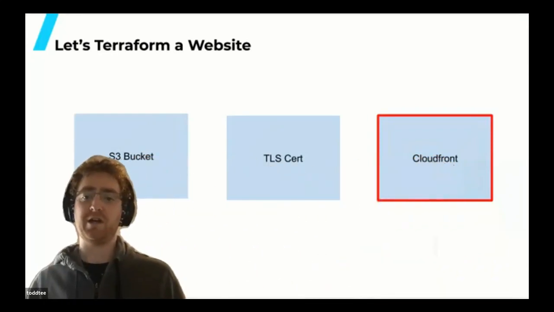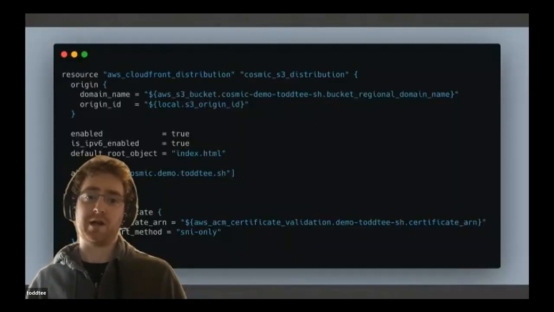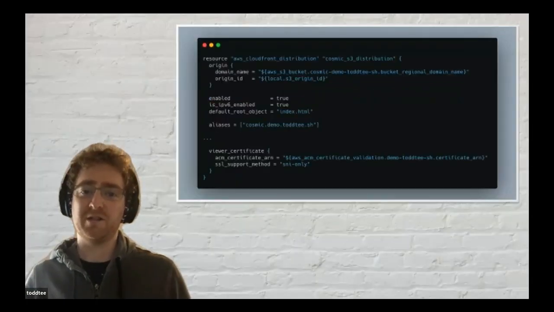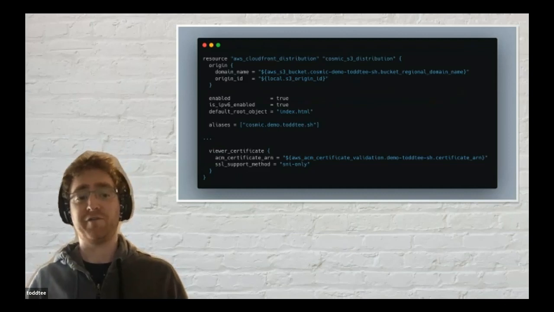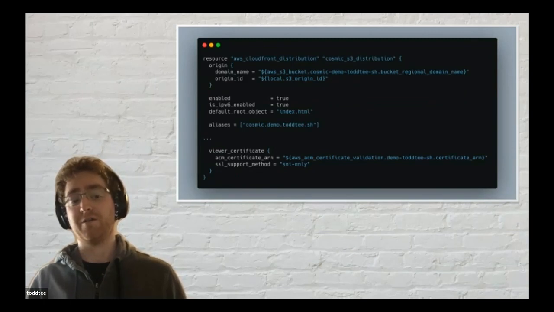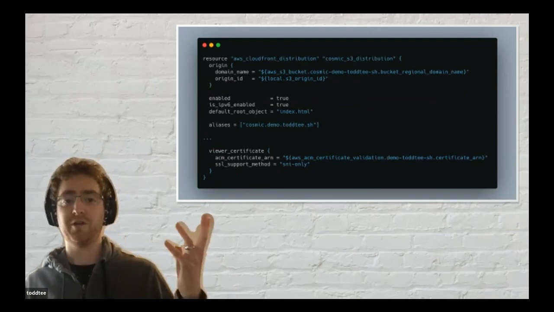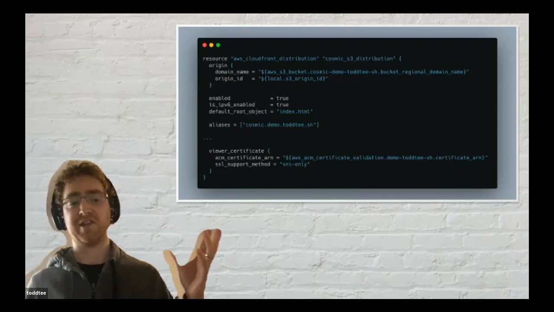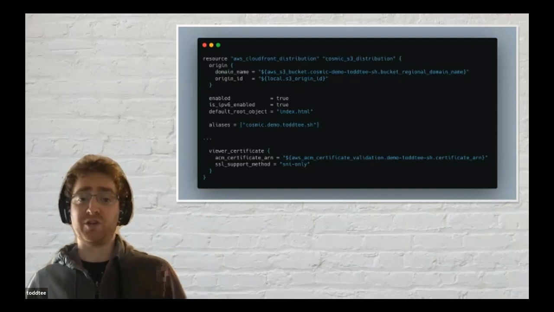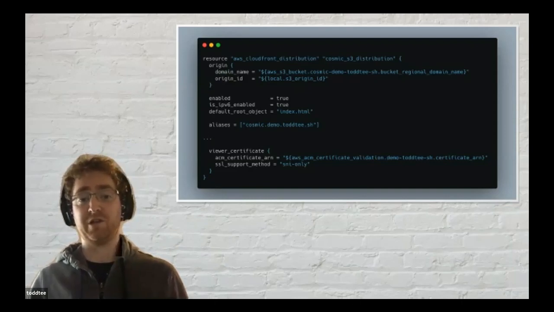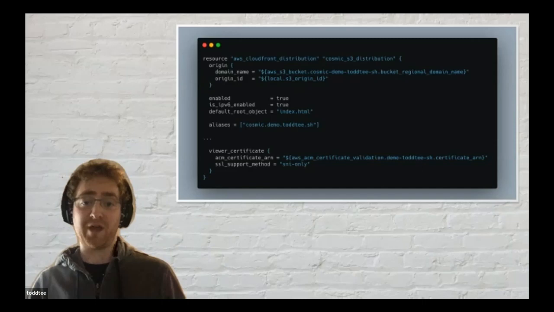Last little bit here, CloudFront. Again, it's pretty self-explanatory here. You can see the origin ID of the CloudFront is, again, referring to the S3 bucket that I made higher up in the code. So in the HCL, everything references each other. Root object's going to be index.html. So when people actually hit the CloudFront distribution, it'll just show them that.